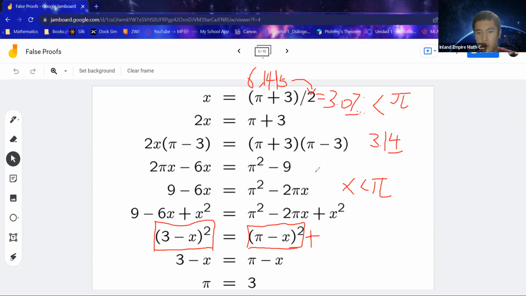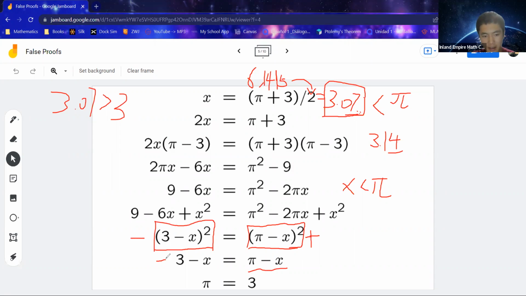All right, so hopefully that makes sense. And then on the left-hand side, as we have already shown, x is equal to 3.07 something. So that's definitely larger than 3, right? And then if you subtract 3.07 from 3, that means you get a negative number, right? So when you take the square root of a positive number, it is equal to that number. But when you take the square root of a negative number, you get the opposite of that number.